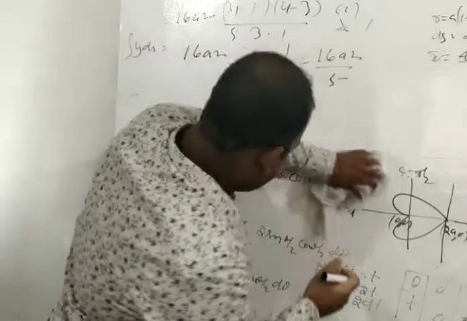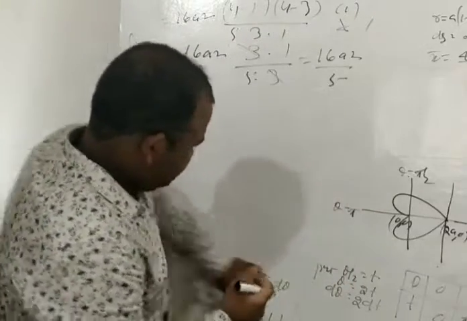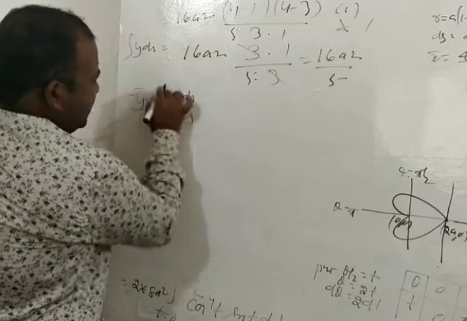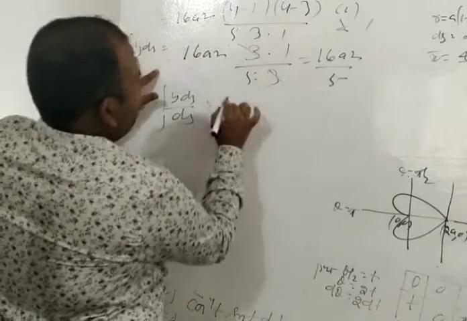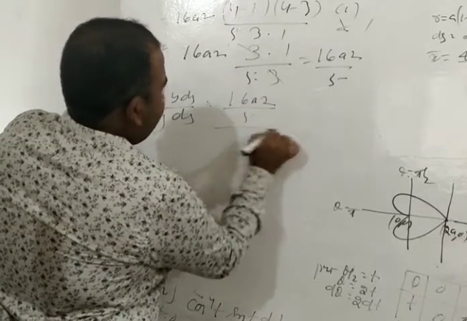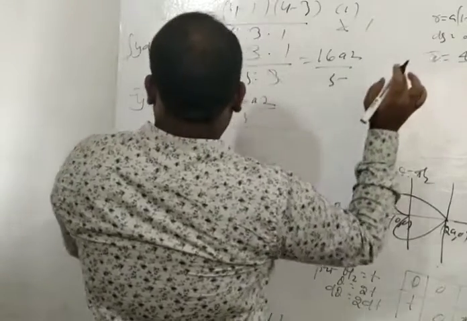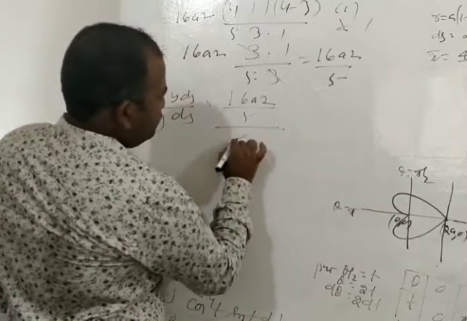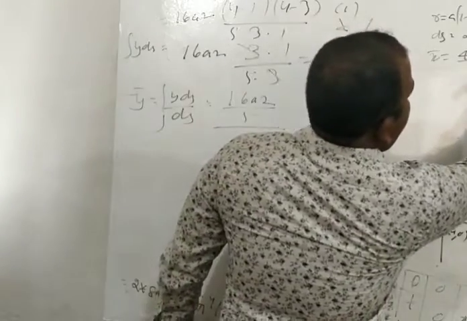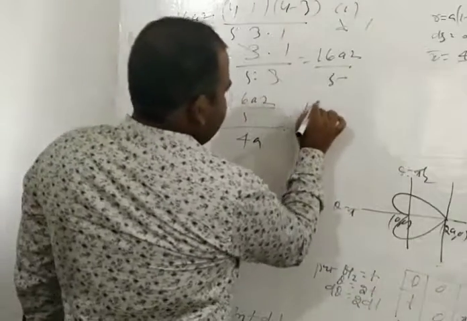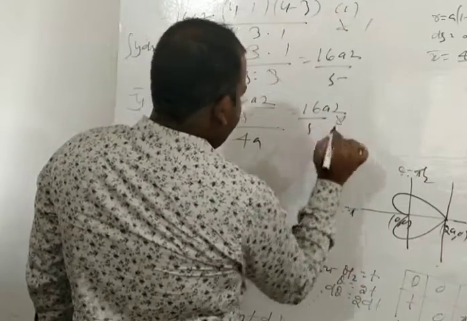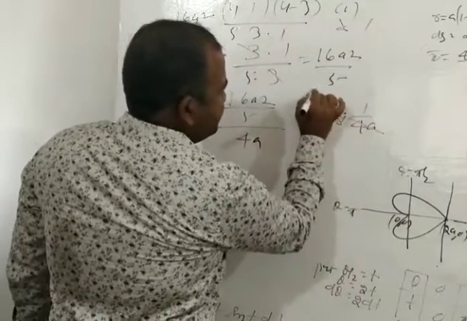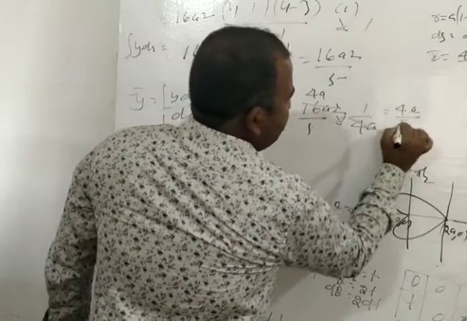Now y bar equals integration of y ds upon ds. What is the value of y ds? 16a square upon 5, and ds, what is the value of ds? Already we found that one, ds equals 4a. Already you had calculated. So this is 16a square by 5 into 1 upon 4a. Okay, so 4a will cancel, and this is 4a upon 5.